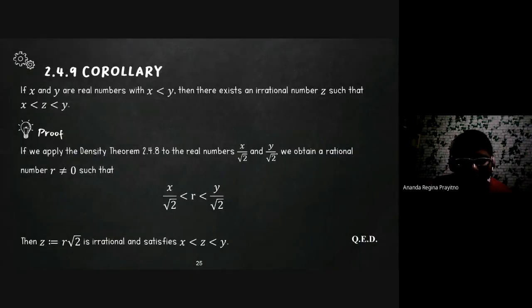The corollary: if x and y are real numbers with x less than y, then there exists an irrational number z such that z is greater than x and z is less than y. This is the proof. If we apply the density theorem 2.4.8 to the real numbers x over square root of 2 and y over square root of 2, we obtain a rational number r not equal to 0 such that r is greater than x over square root of 2 and r is less than y over square root of 2. Then z defined by r times square root of 2 is irrational and satisfies z greater than x and z less than y.